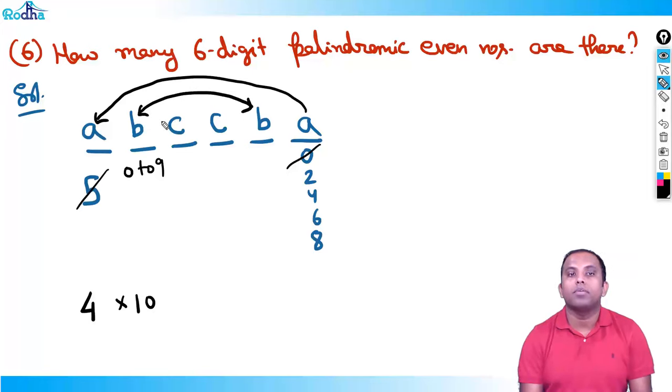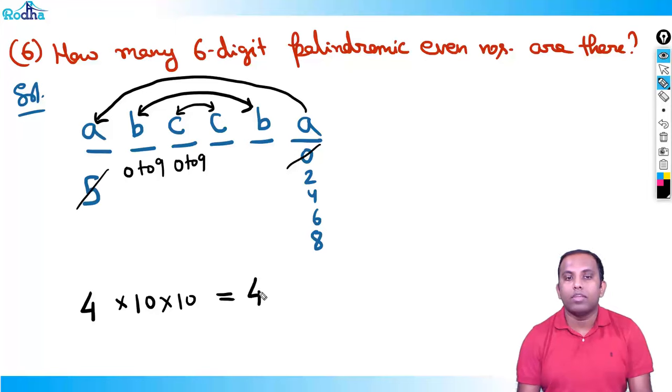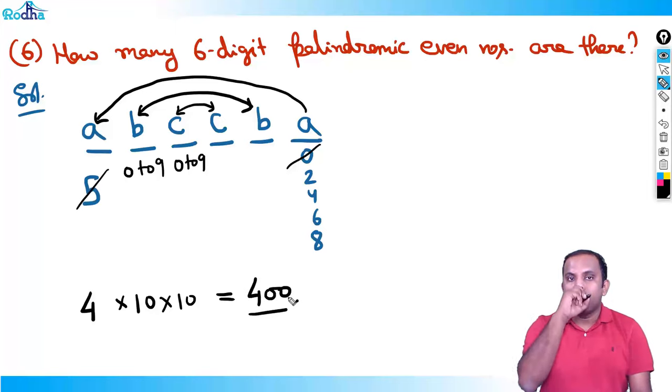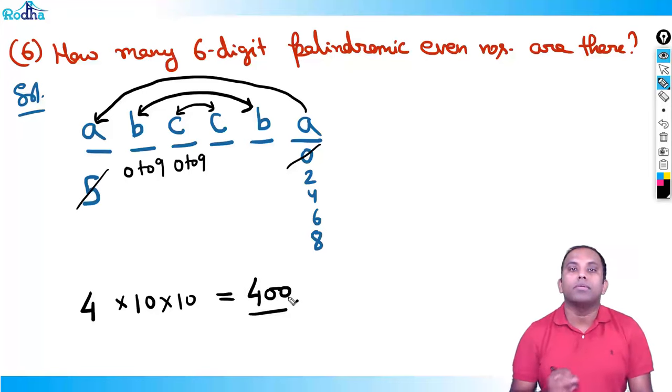Because both are the same. Again, for C, we have 0 to 9, 10 options. Again, this C is fixed, so now all 6 digits are fixed. So what is the answer? 4 into 10 into 10. The answer is 400. So there are 400 6-digit palindromic even numbers.